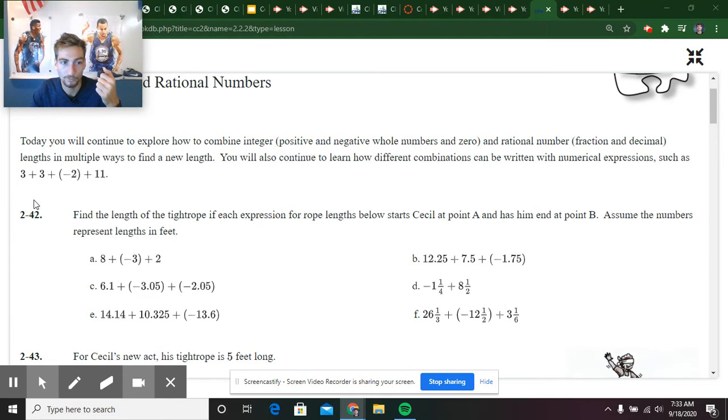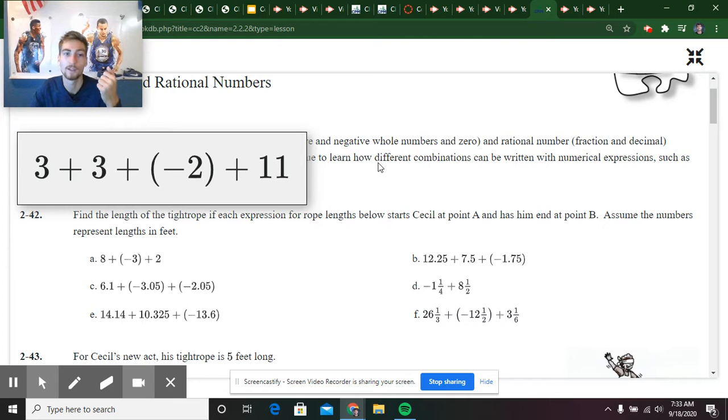And so, for example, if we look at 3 plus 3 plus -2 plus 11, it's saying we would move forward 3, move forward 3, and then we're going to move backwards 2, and then move forward 11. And that would put us at, let's see, 3, 6, 4, 15.